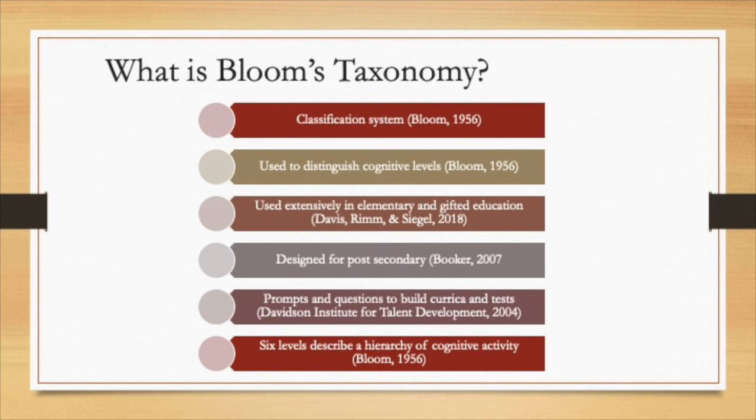Bloom's taxonomy is a classification system used to distinguish different levels of thinking. It was created in 1956 by Benjamin Bloom, and it is still used widely today. The 6 levels of Bloom's taxonomy describe progressively higher levels of cognitive activity. Although it was designed for post-secondary schools, it has also been used extensively in elementary schools and in gifted education.